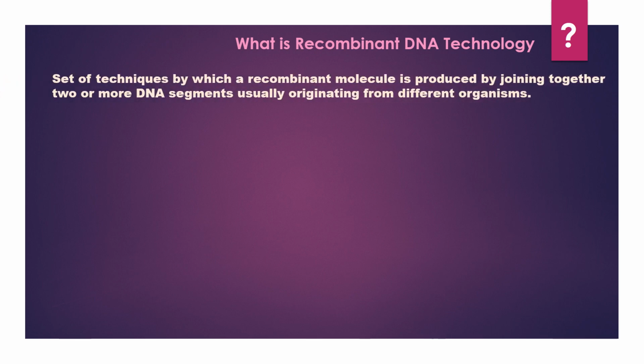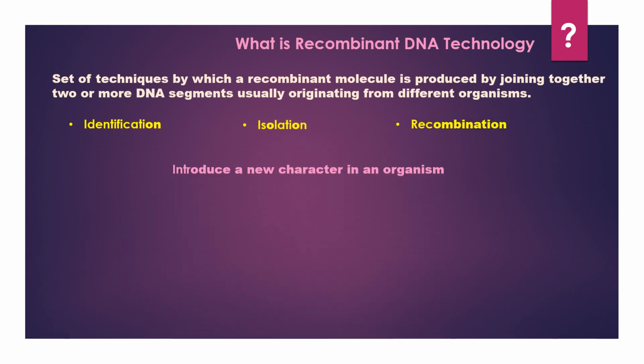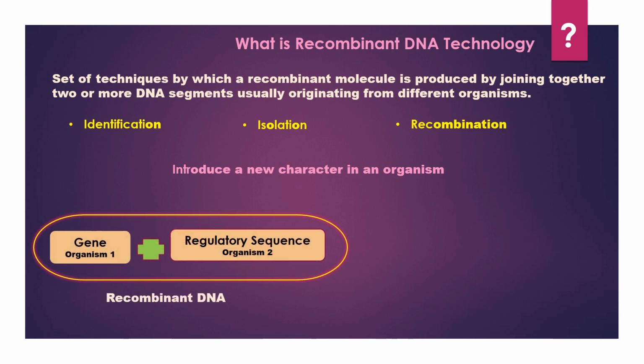It is a technology by which a recombinant DNA molecule is produced by joining together two or more DNA segments, usually originating from different organisms. It enables the DNA from different sources to be identified, isolated, and recombined so that a new characteristic can be introduced into an organism. A recombinant molecule has a coding region from one organism joined to a regulatory sequence from another organism.